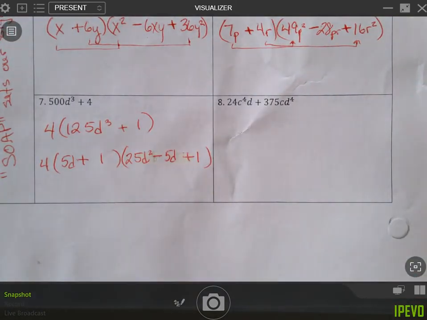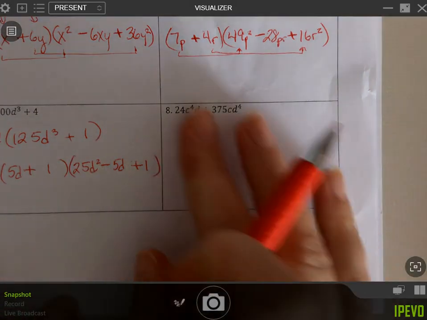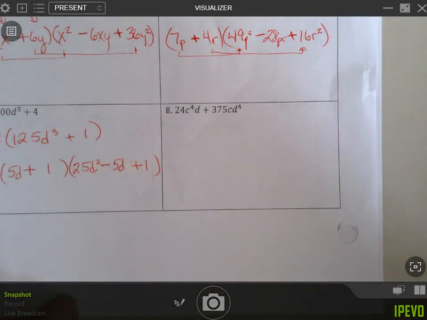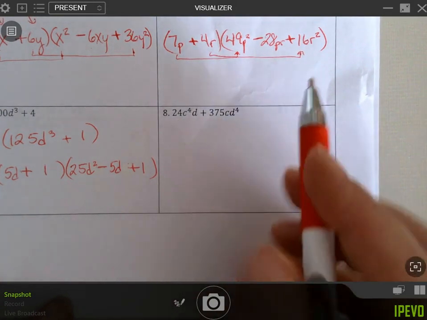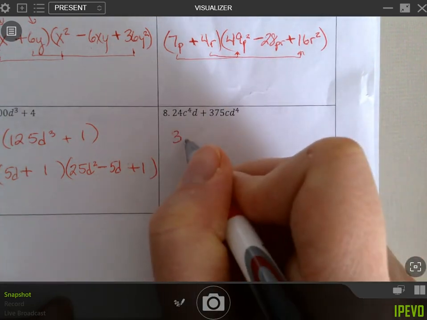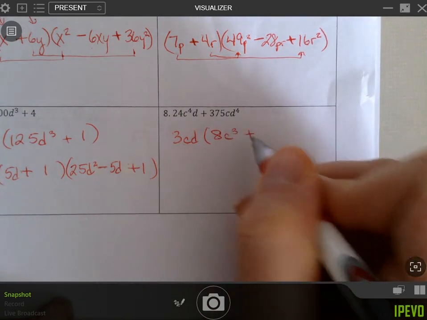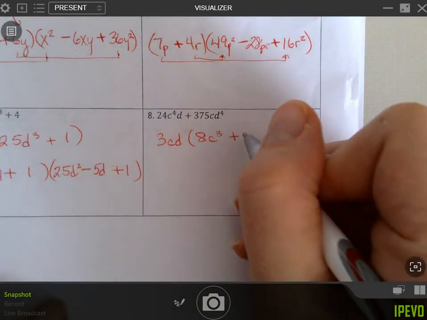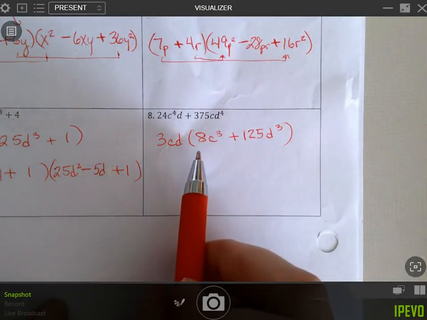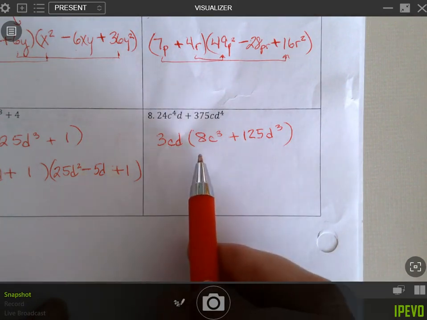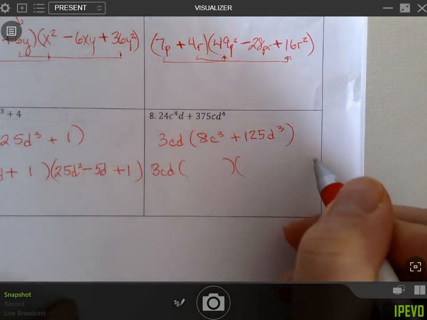Okay, I'll give you a second to try this last one. Okay, I need a GCF out of here. That's the first thing I'm always looking for. So what's your GCF? I tried 24. It didn't work. What else did you use? 3? Okay. Anything else? A 3, a C, and a D, right? So 8C to the third plus, what's 375 divided? Is it 125? Am I good? Okay. 8 is a cubic number. 125 is a cubic number. Both of these have a power of 3. So keep that 3CD, binomial and trinomial.